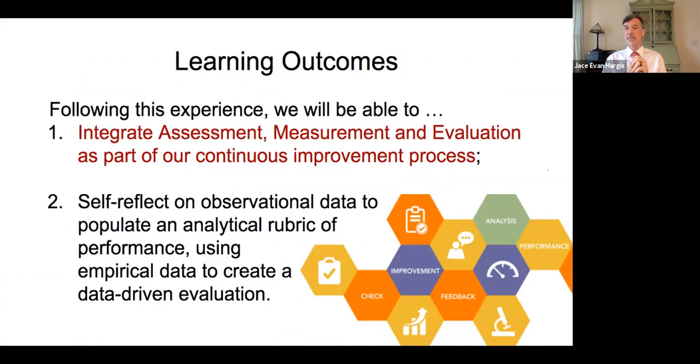Hopefully in the next 30 minutes or so after that, you'll be able to integrate what I call the AME method, A-M-E: assessment, measurement, evaluation, as part of your continuous improvement. I can't imagine that anyone on this Zoom thinks that there's an endpoint, that you work and you become a good teacher and then you're done.